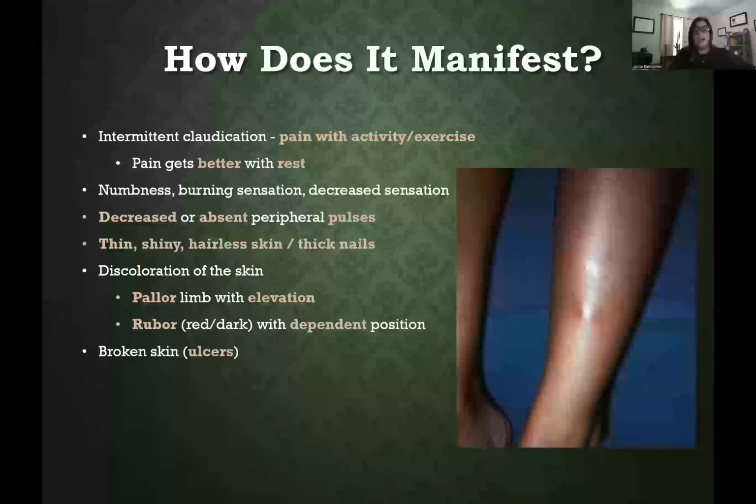Now, when the leg is elevated, because of the decrease of blood flow, they get paleness or pallor. If they put their legs down in a dependent position, they get this rubor color that is dark red. Because the skin becomes thin, they are at a higher risk for developing ulcers or wounds.